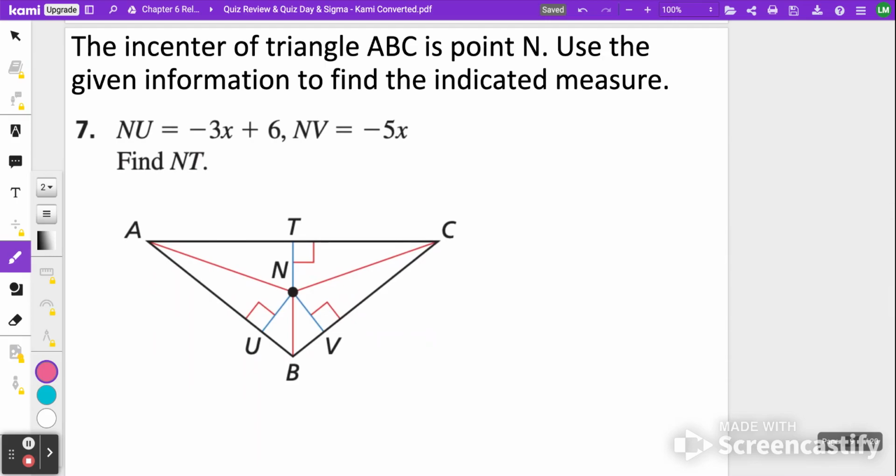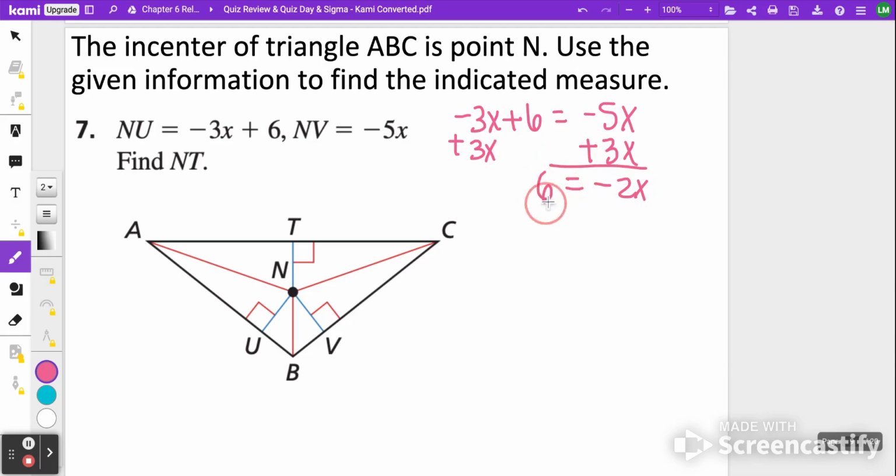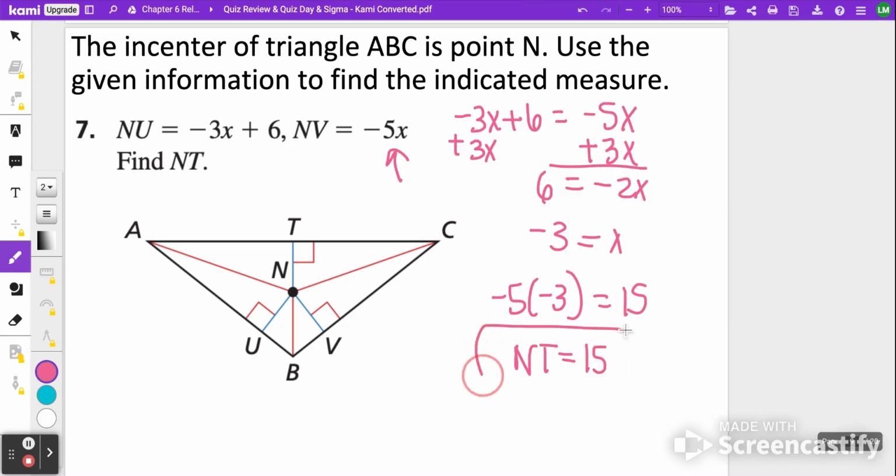For number 7, almost the same thing here. We have NU and NV, find NT. The incenter represents the perfect center point, so negative 3x plus 6 is equal to negative 5x. I'm going to move my negative 3x, so I only have to move one thing. So I get negative 2x is equal to 6, so that means x is equal to negative 3. To find my NT, I'm just going to plug that in to this original expression. Negative 5 times negative 3 is 15. So NT equals 15.